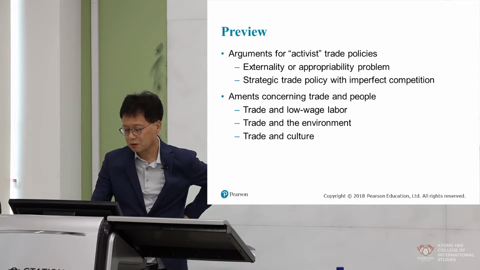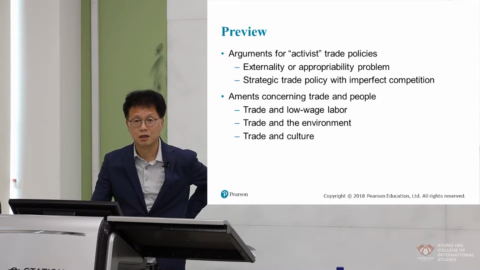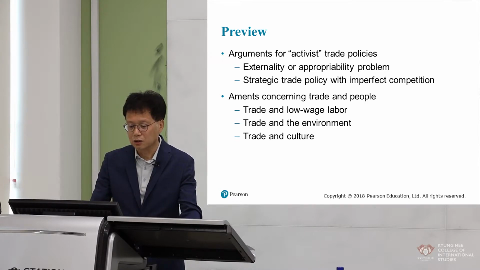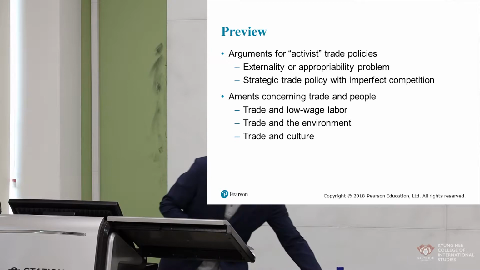So, arguments for activist trade policy. In Chapters 7 and 8, we studied the externality problem and scale economies. Trade theory should change when the market is not perfect. Also, in Chapter 10 we studied development problems. Developing economies face market failures. In these two cases, some trade policy should change.